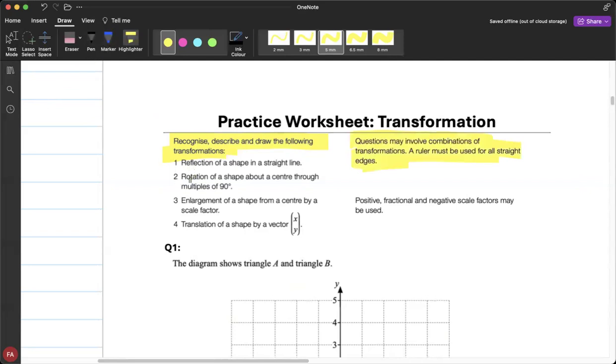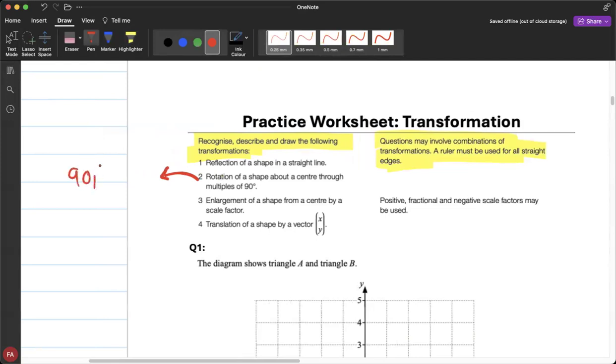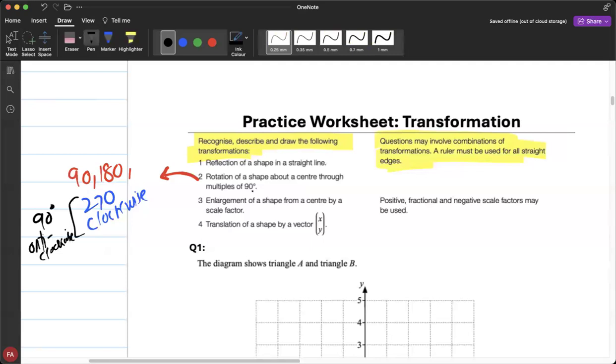So the second point over here says rotation of a shape about a center through multiples of 90. Now, over here it says multiples of 90. That probably indicates that somehow you might get 90, you might get 180. A question that I get is, can we get 270? Honestly, if they give you 270 clockwise, you should understand that it actually means 90 degrees anti-clockwise. So when you're drawing this out, it shouldn't be that hard.